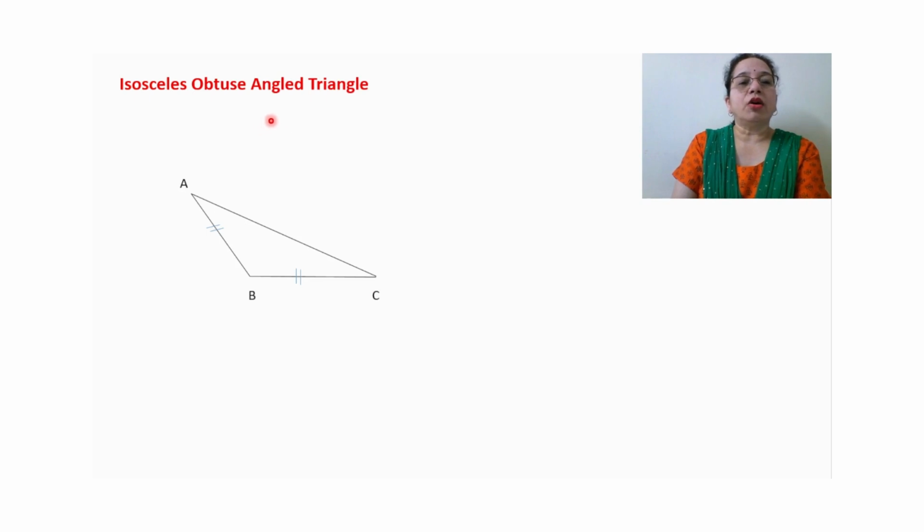Isosceles obtuse angled triangle. Here you can see that this is an obtuse angle, but these two sides are equal in measure. So we can say that it is an isosceles obtuse angled triangle. AB is equal to BC, opposite to AB is angle C, and opposite to BC is angle A. So angle C is equal to angle A.